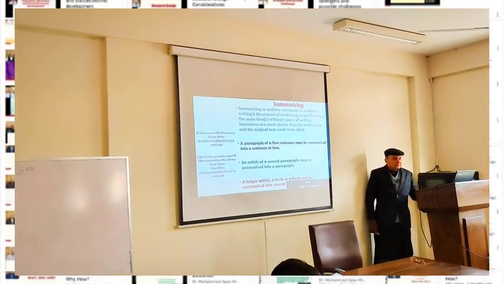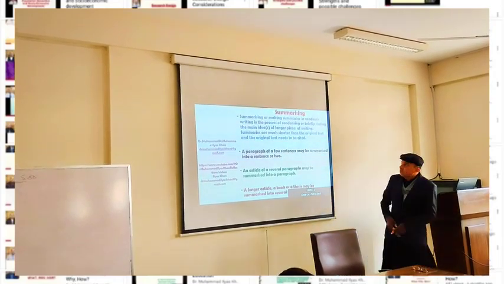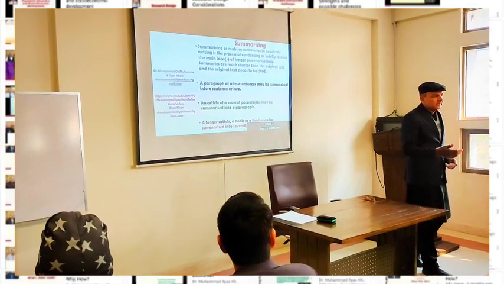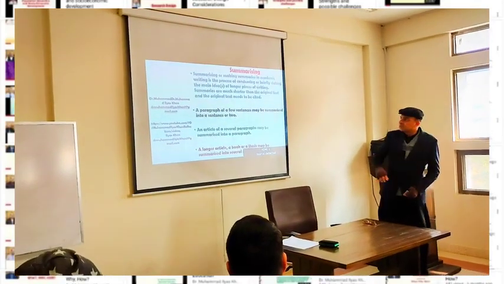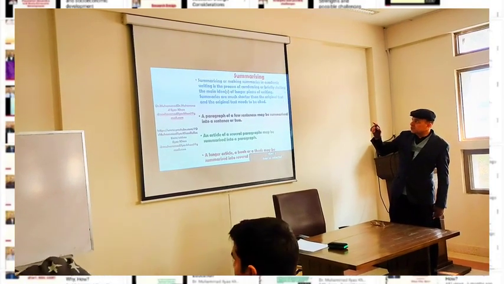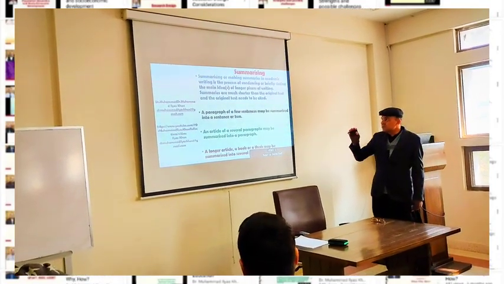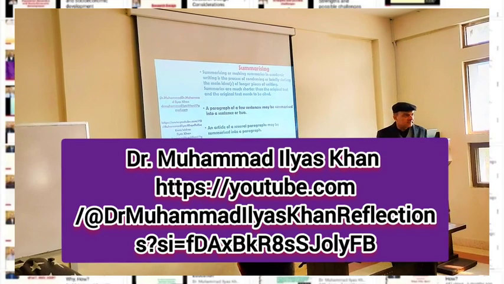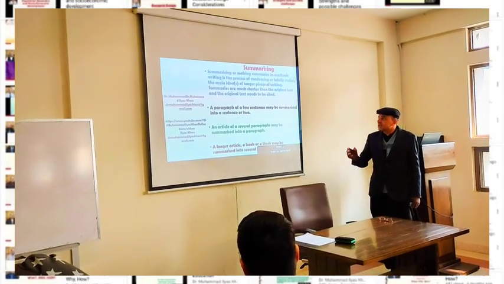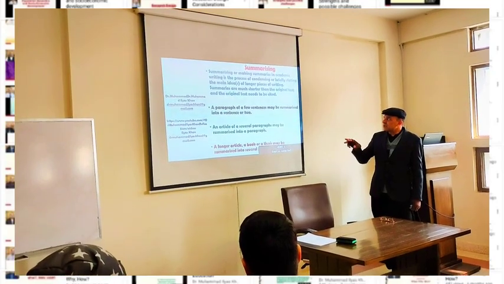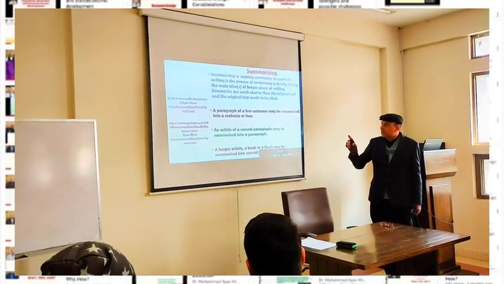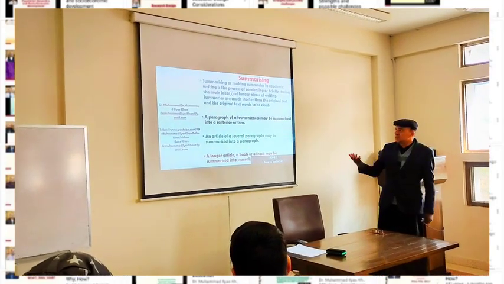This is the last part of it, summarizing. What is summarizing? There is a bit of difference between summarizing and paraphrasing, right? Summarizing, or making summaries in academic writing, is the process of condensing or briefly stating the main ideas of longer pieces of writing. Summaries are much shorter than the original text, and the original text needs to be cited.